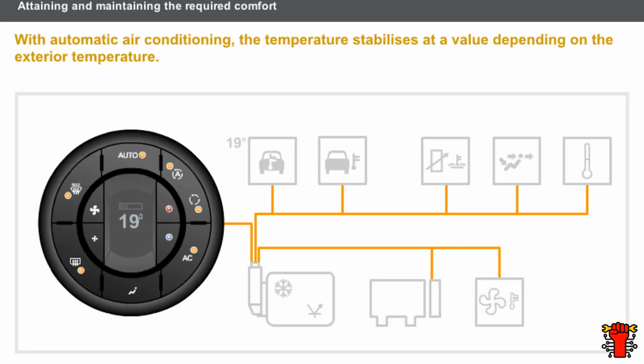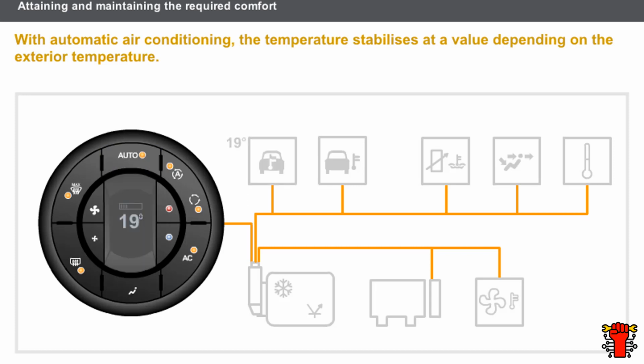Let us now look at attaining and maintaining the required comfort. With automatic air conditioning, the temperature varies slightly around the user's set value, then stabilizes at a value depending on the exterior temperature.